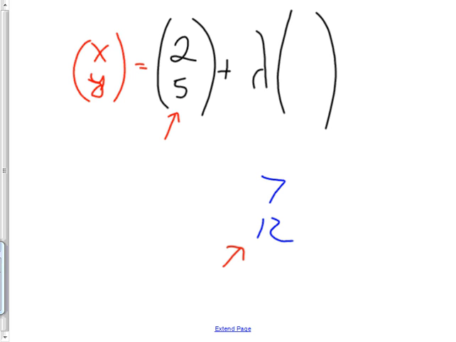You can't just slap the 7 and 12 here. You could if you did something else. What could you do? Subtract the other one. There we go. And so really you want a 5 over a 7 then. Raise your hand if you got that one right.